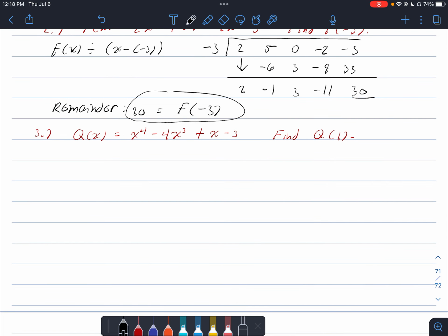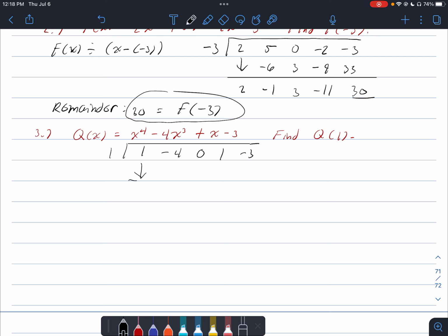So here we have q of x is equal to x to the fourth minus 4x to the third plus x minus 3, and we want to find q of 1. So we can just put our 1 right here. All right, we can plug in our coefficients, which are going to be 1, negative 4. We don't have anything for x squared, so we'll put a 0. We have a 1 for x, and we have negative 3.